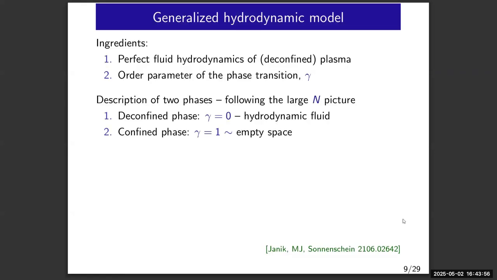Anyways, the deconfined phase, I will normalize my parameter in such a way that the deconfined phase has gamma equals 0. This means that you have the fluid which is described by the hydrodynamics, whereas the confined phase has gamma equals 1. This basically means empty space. So the phase transition just turns off the plasma. This is actually what you expect in Yang-Mills in the large N ceiling. But there will be some condensate from it.